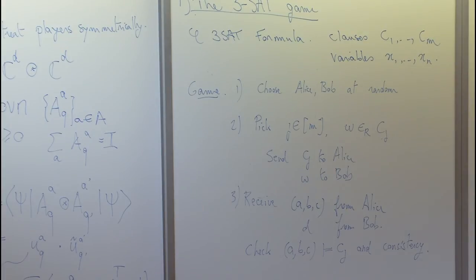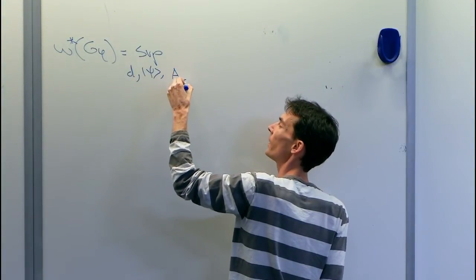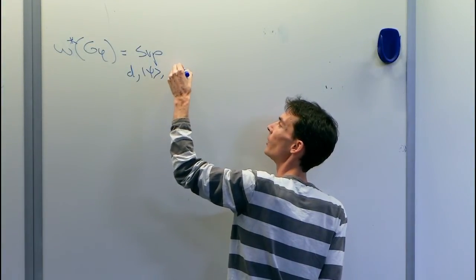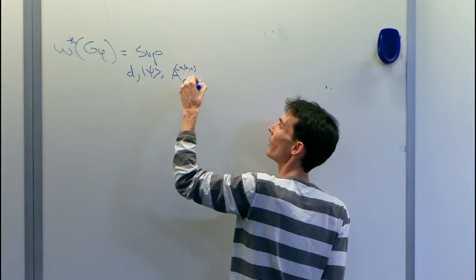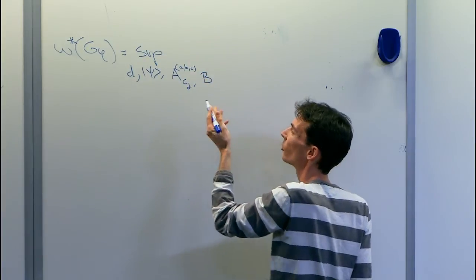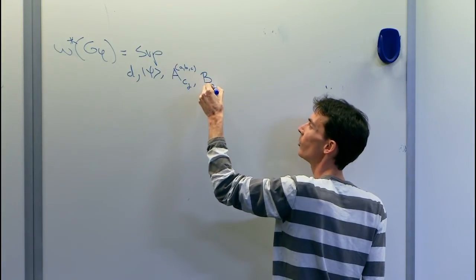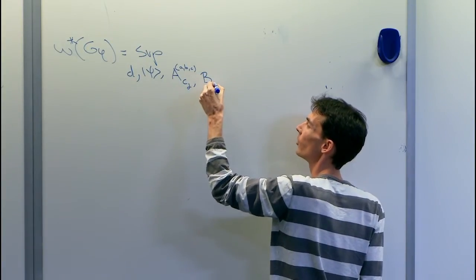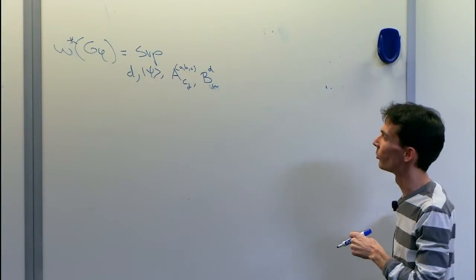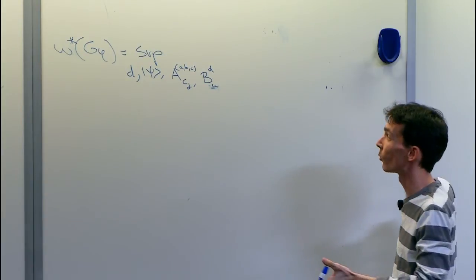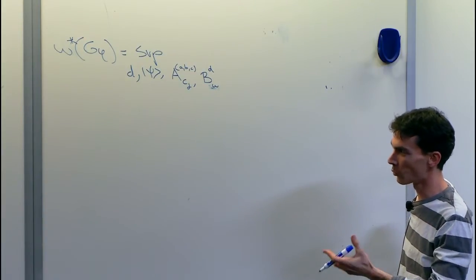So I'll write them. I have the A's, which are indexed by clauses, and they provide trits as answers. And then I also have the B's, which are indexed by variables. Actually, I call this W. The right answer is D. So that's the strategy, and I'm taking the supremum over all strategies of the success probability. So what's the success probability? I just have to write down what happens in the game.